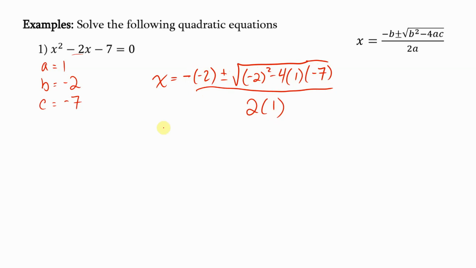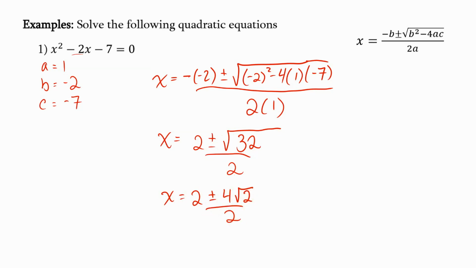Simplifying this a little bit, x is equal to 2 plus or minus the square root of 32 over 2. We can simplify this further and say that x is equal to 2 plus or minus 4 root 2 over 2. Divide everything by 2, and we get x is equal to 1 plus or minus 2 root 2. And this is our final answer.